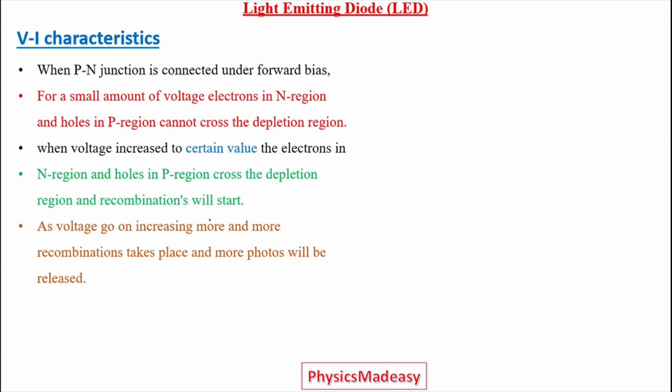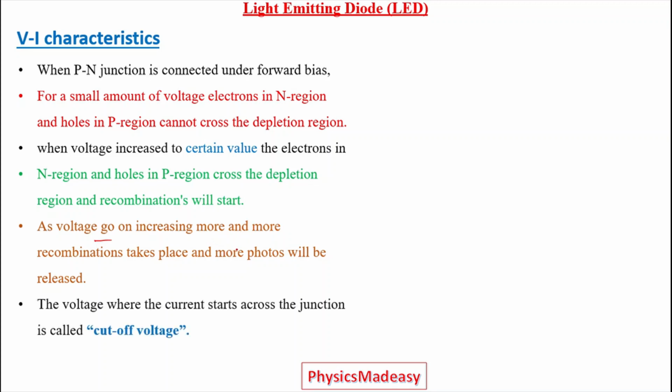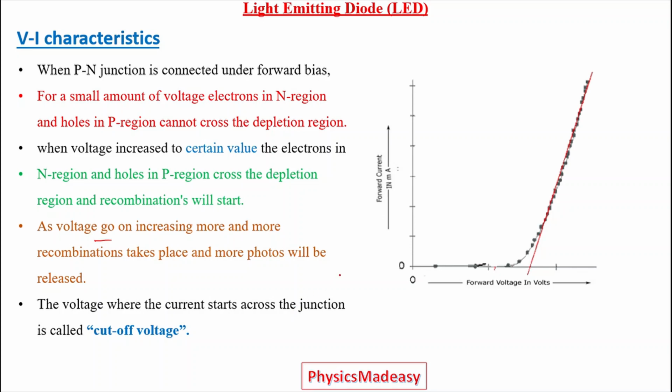As a result, photons get released. From that point onwards, as we increase the voltage, more and more recombinations take place and more photons will be released. The voltage where the current starts across the junction, or the voltage where the recombination of electron and hole takes place, is called the cutoff voltage. Now we'll see the graph of this V-I characteristics.